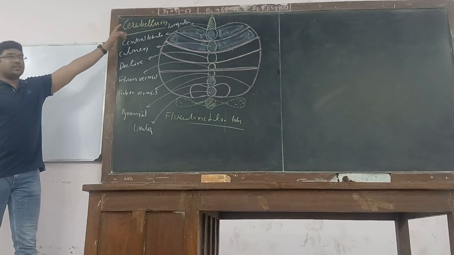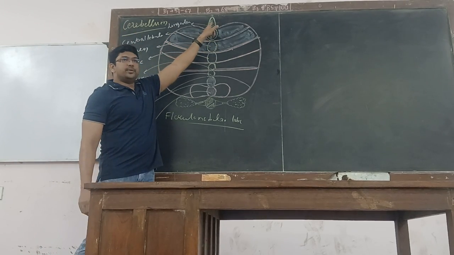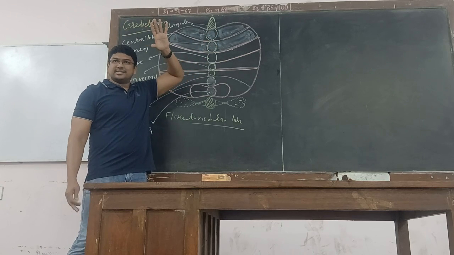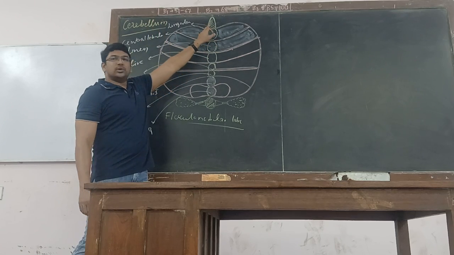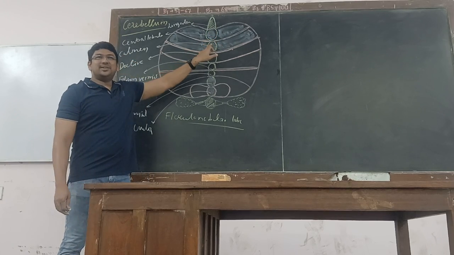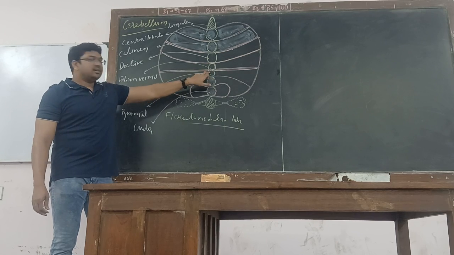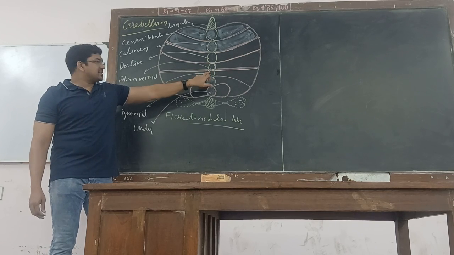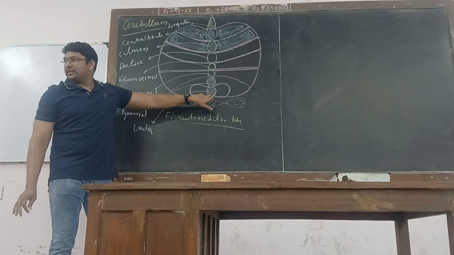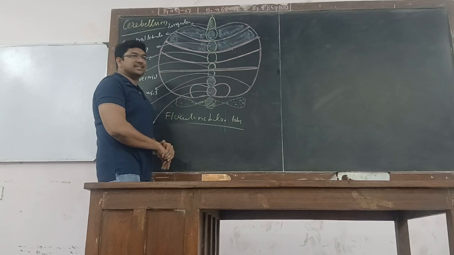So once again, all the way from above downwards, you are supposed to remember. Lingula. Below that will be central lobule. Everybody, just like kids, repeat it along with me. Lingula, central lobule, declive, folium vermis, tuber vermis, pyramid. Okay, everybody clear or not? Everybody should remember these things.